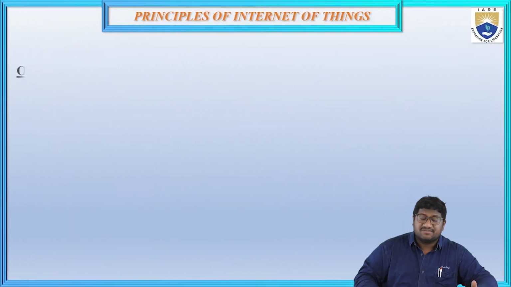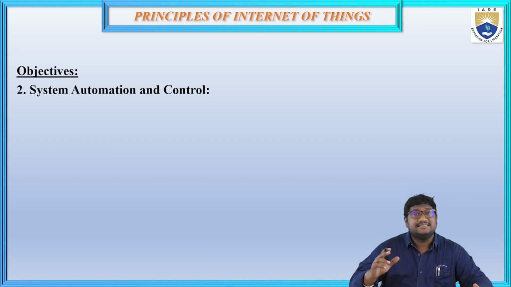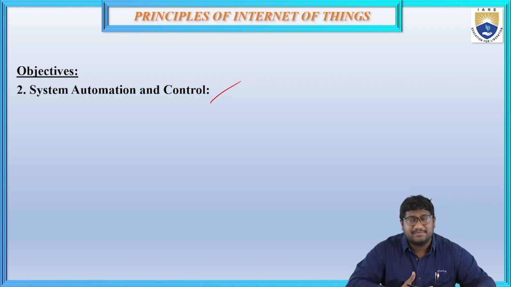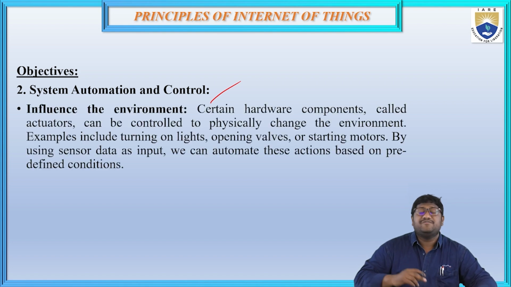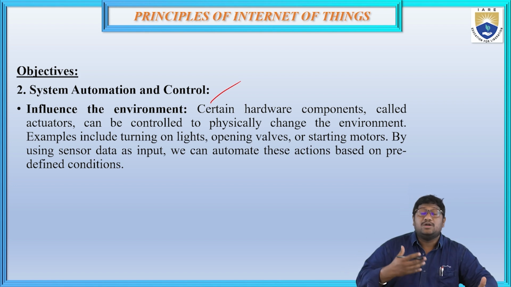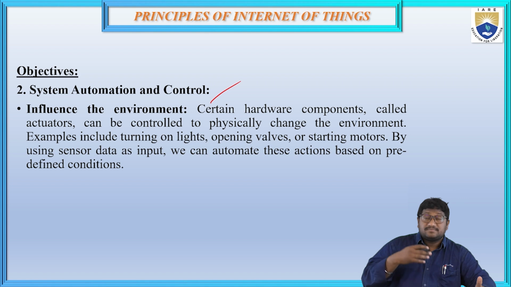And coming to the next factor, the next objective was system automation and control. The first one was data acquisition, and the second one was system automation. In this system automation and control, we have features like influencing the environment. How are we influencing the environment? By taking certain hardware components called actuators, which are going to be controlled by us for physically changing the environment.